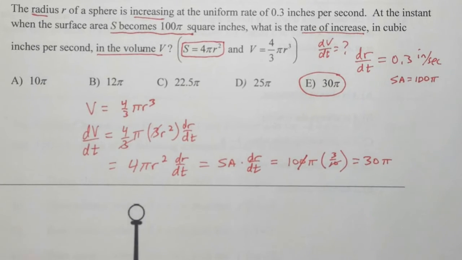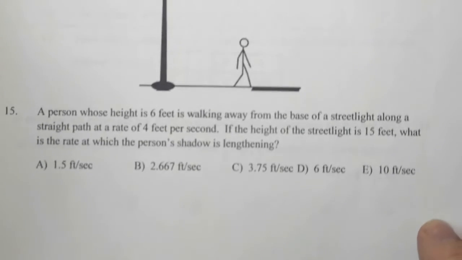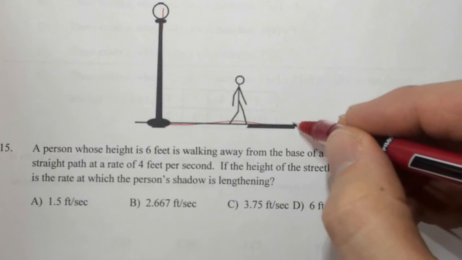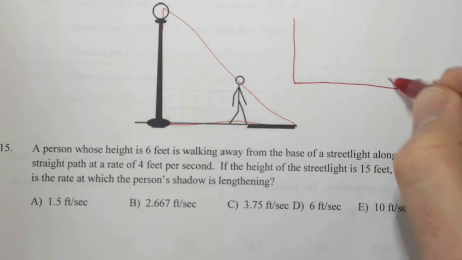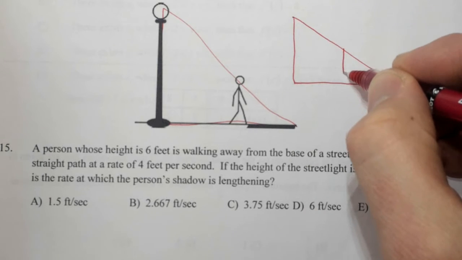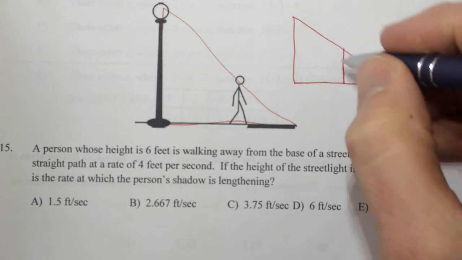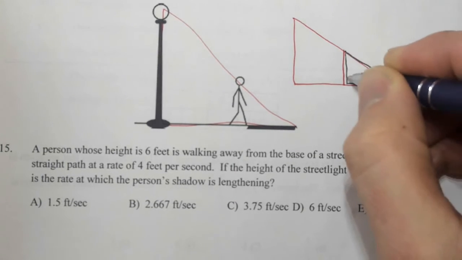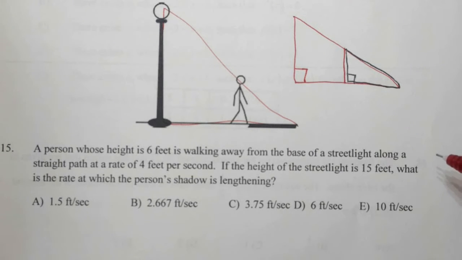Number 15 is rather tricky. We have ourselves some similar triangles right here. We have a light post and a person, and they're both walking. So what's happening here, or excuse me, the person's walking, but they're creating two triangles. All right, similar triangles here. We have the small similar triangle, which I'm going to outline in black ink, and then we have the large triangle, which is in red. All right, they're similar because of the angle-angle theorem from geometry class.